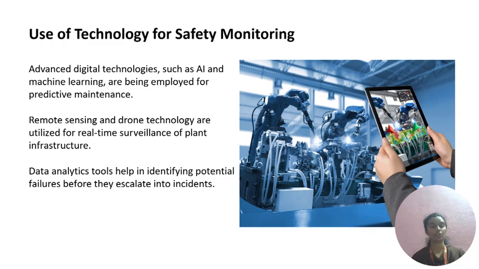The use of technology for safety monitoring. Advanced digital technologies such as artificial intelligence and machine learning are being employed for predictive maintenance. Remote sensing and drone technologies are utilized for real-time surveillance of plant infrastructure. Data analytics helps in identifying potential failures before they escalate into incidents. As technology advances nowadays, AI and ML really help us to know more about incidents, and we can detect incidents beforehand by using drone technology, which is quite popular.